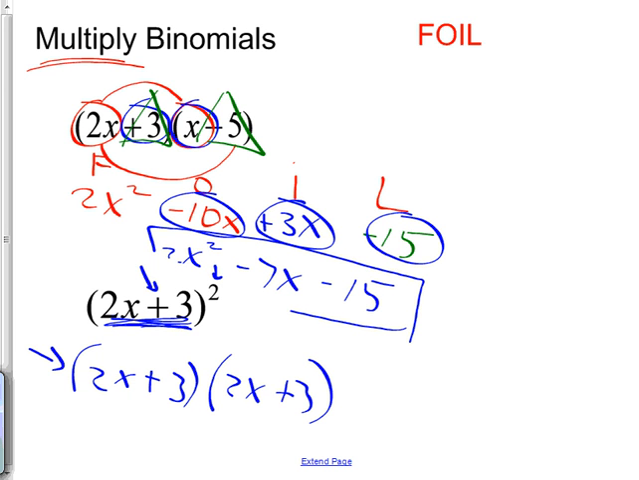Okay, so you should have said firsts, that and that, 4x squared. It's a really easy mistake to say 2x squared. It's 4x squared. Outsides and insides are those two. The outside one is 2x and the 3 makes 6x. The inside one's also 6x. That makes a total of 12x. And my last is 3 times 3 is 9, plus 9.